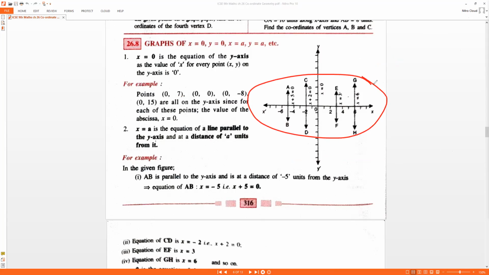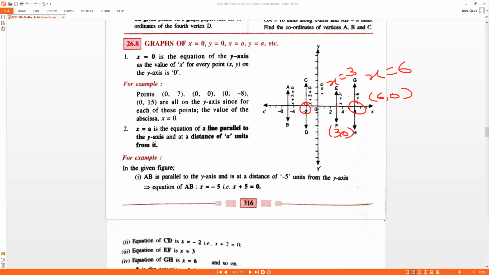Now here we have drawn all the lines which are parallel to the axis. Those lines must pass through a point on the x-axis. So this point is (6, 0), right? So the equation will be x is equal to 6. This point is (3, 0), so the equation is x is equal to 3. Here it passes through (-2, 0), so the equation is x is equal to minus 2.